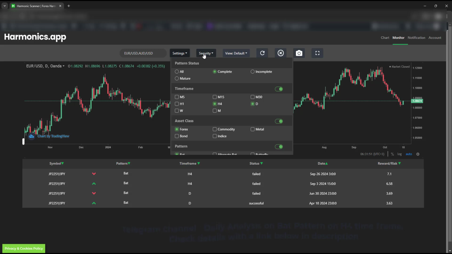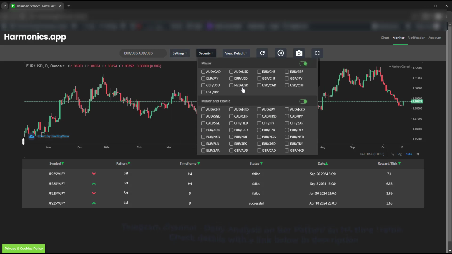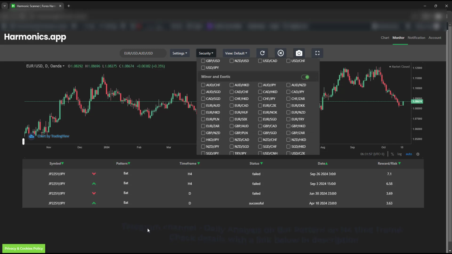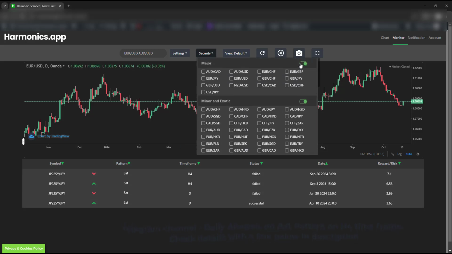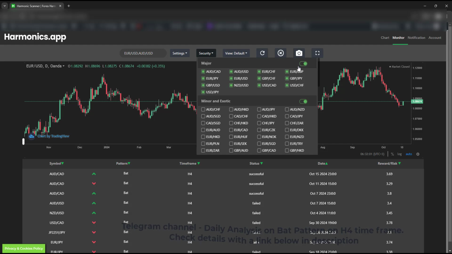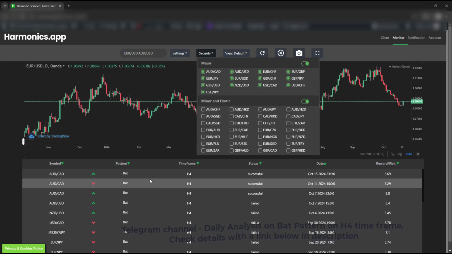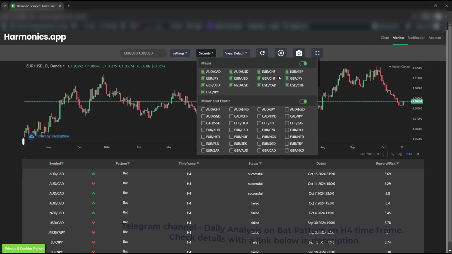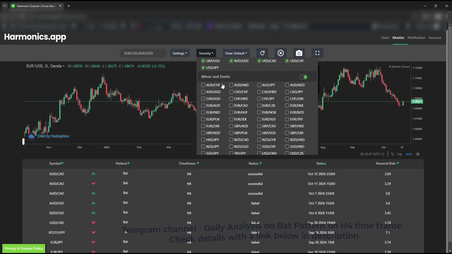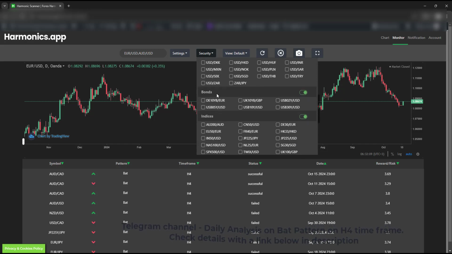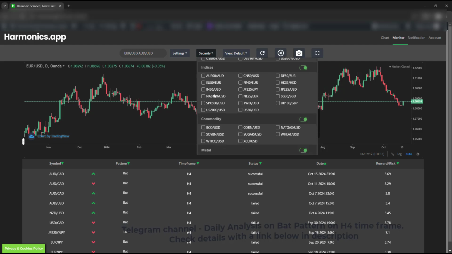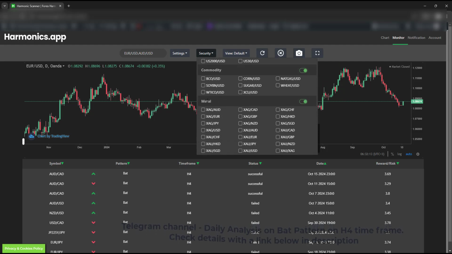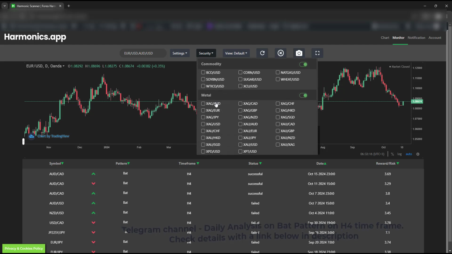Then inside the security, you can select which symbols you would like to populate inside the table. If I click all of them, for example like this, the table will populate immediately with all these major symbols. Then you have exotic and minor. Then you have bonds, indices, commodity, metal, and so on and so on.